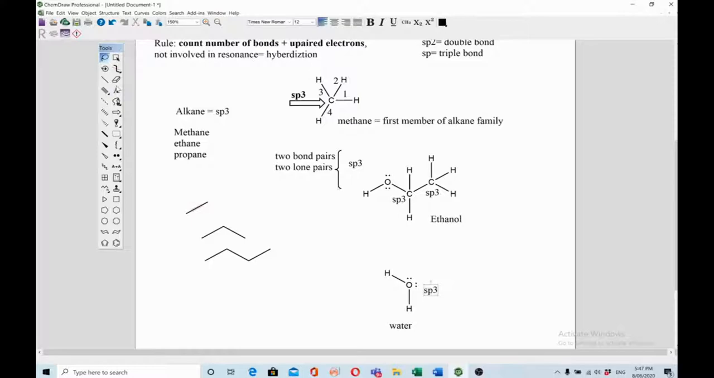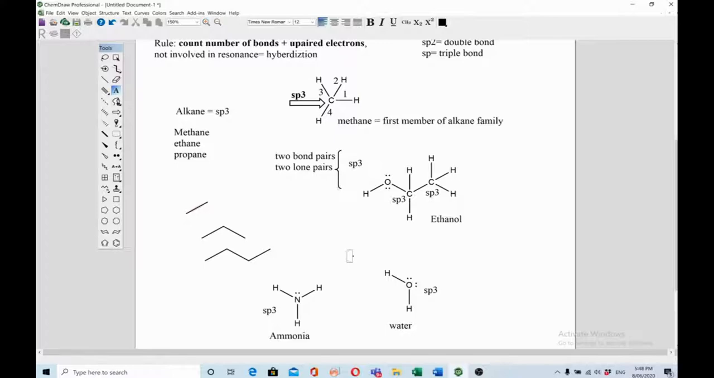How about ammonia, NH3? What is the hybridization of nitrogen in ammonia? You can see here again, nitrogen in ammonia has made three bonds with three hydrogens, 1, 2, and 3, and it also has one lone pair. We will count all of the bond pairs and lone pairs. In this case we have only one lone pair, unlike oxygen where we have two. So the total of bond pairs and lone pairs becomes 4, and the hybridization will be sp3 in ammonia.